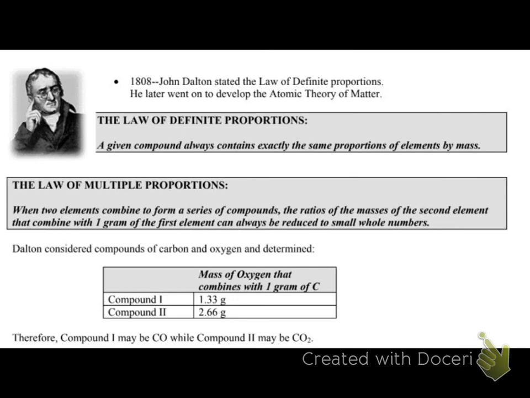Usually that's going to be for covalent compounds because they're sharing. So like carbon and oxygen, they can form carbon monoxide, carbon dioxide. That's the definite proportion, but that's the multiple proportion. The definite proportion is CO is always going to be the same percentage of carbon to oxygen. CO2 is going to be the same percentage every single time of carbon to oxygen in that one. Okay?